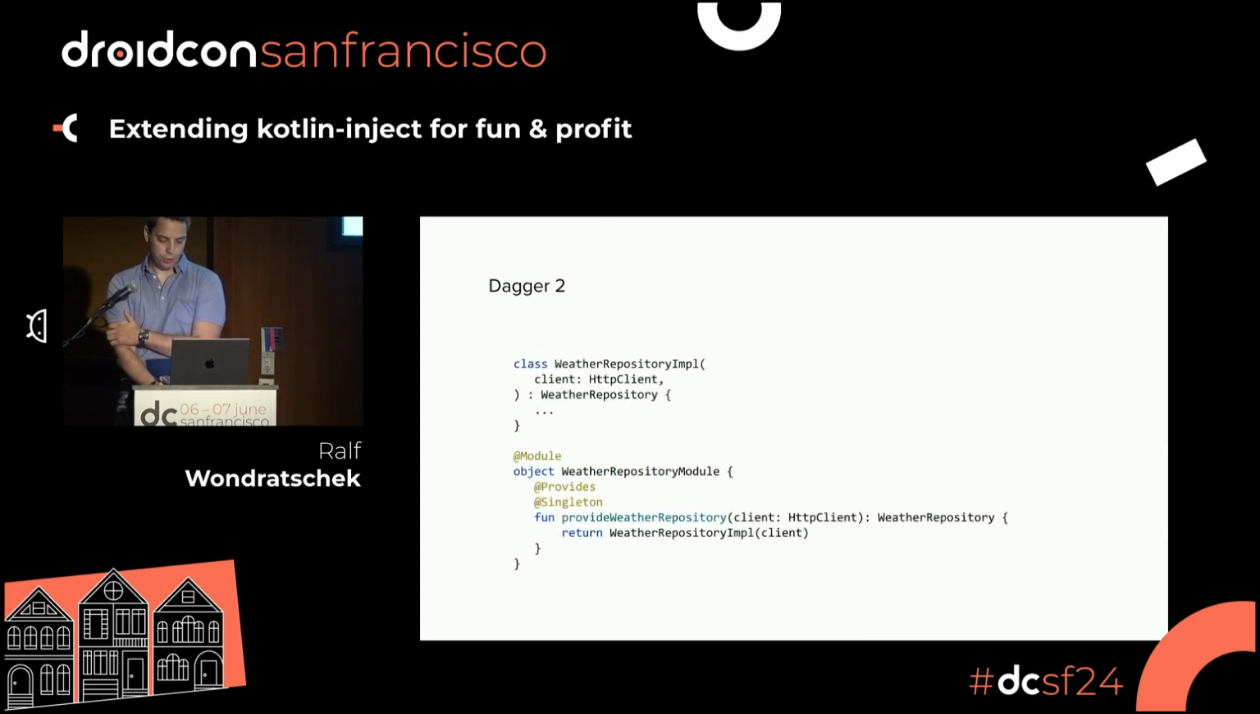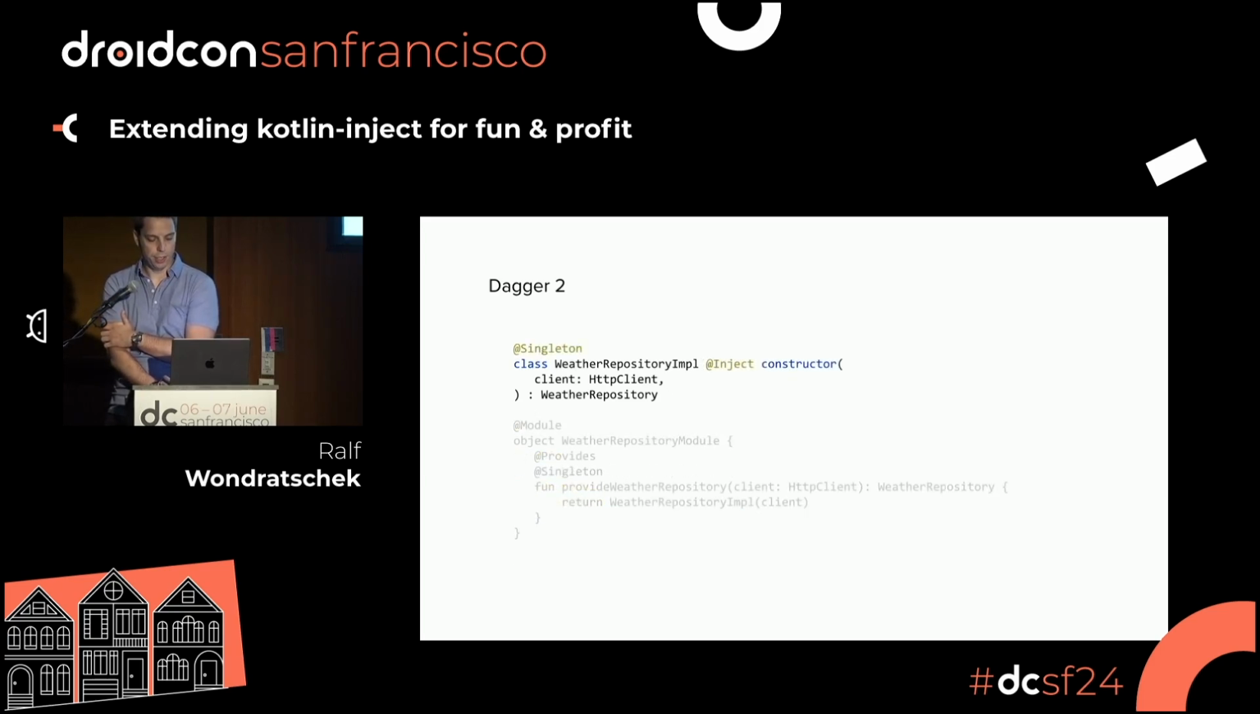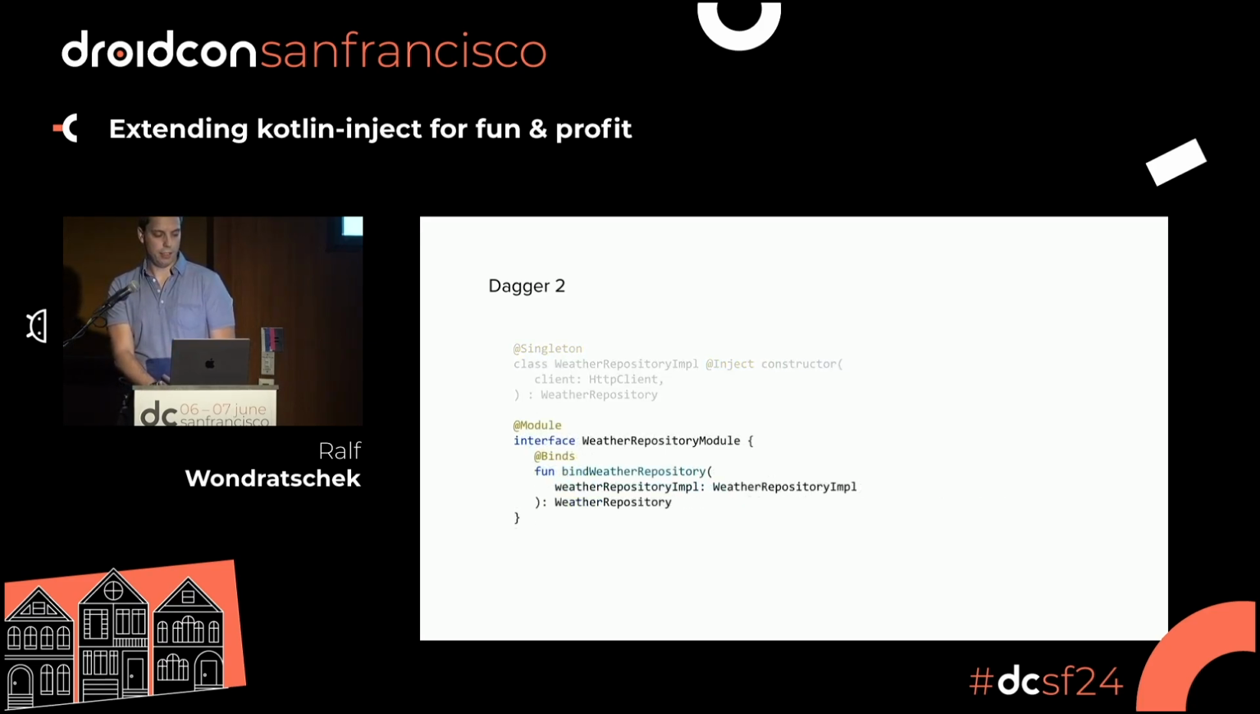The example I showed you earlier with the provider methods, this can actually be improved. What we can do is teach Dagger automatically how to instantiate the WeatherRepositoryImpl without the provider methods, and we do this with the @Inject annotation on the constructor, and we also can move the scope annotation. And then we can transform this provider function into a @Binds method, and this saves us some boilerplate.